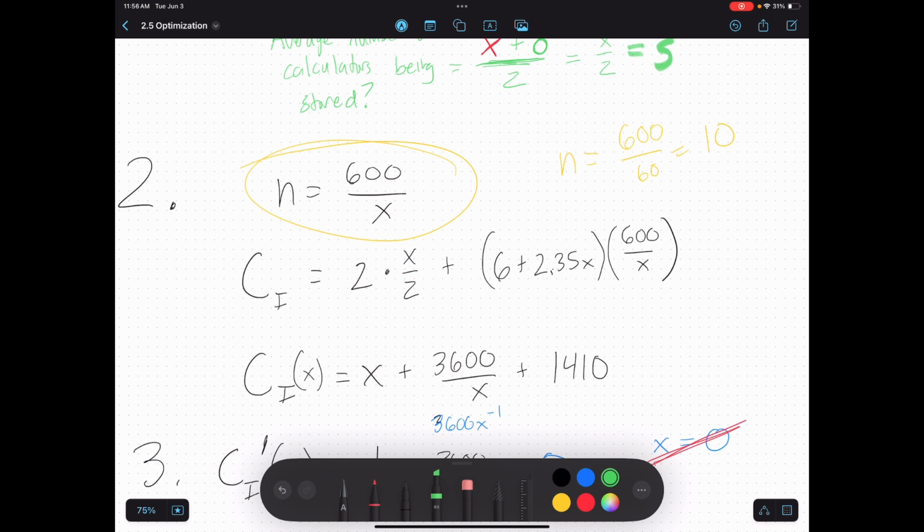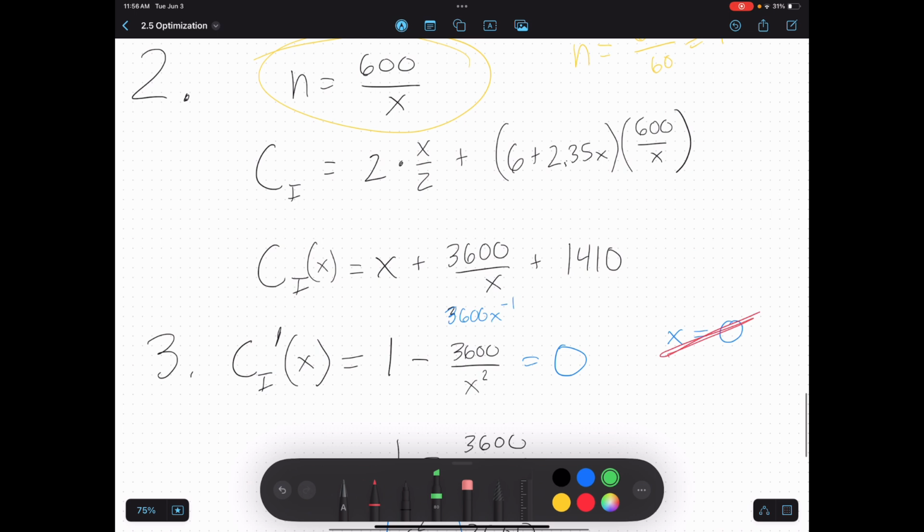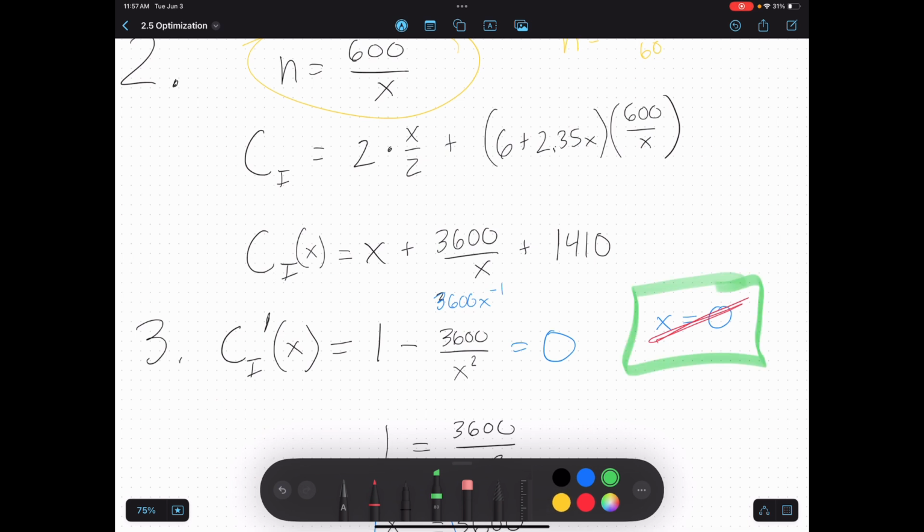Now that that's all in terms of one variable, I can take the derivative, and I get 1 minus 3,600 over x squared. Why? Because, remember, I can rewrite that as 3,600 times x to the negative 1, and use the power rule. When I set that equal to 0, notice I do have an x value that makes this undefined. If I let x equal 0, I get an undefined value. But I've already crossed that out.